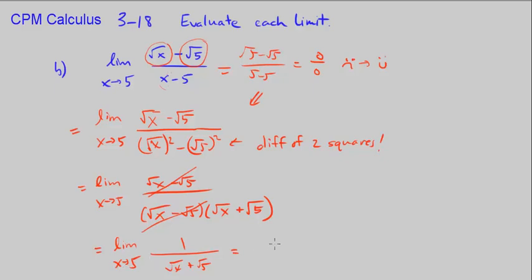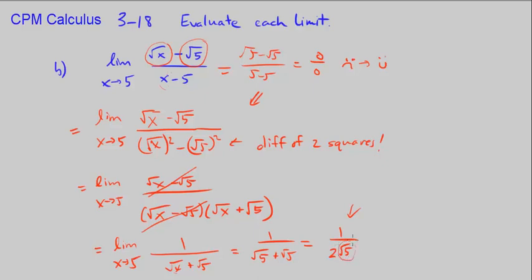Now if we plug in 5 as our x value, we're going to get 1 over the square root of 5 plus square root of 5. Well, that's equal to what? 5 plus square root of 5, you have two of them, so 2 square root of 5, right? We're happy with this. This is now our limit, it exists.